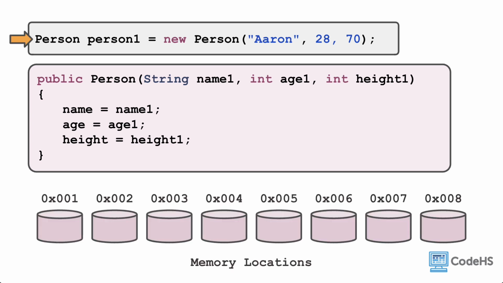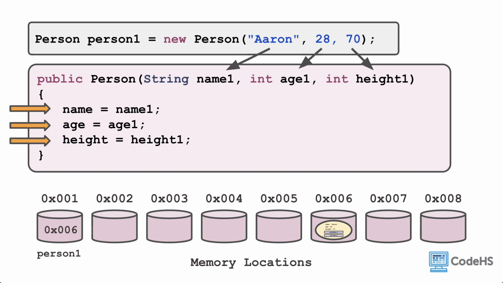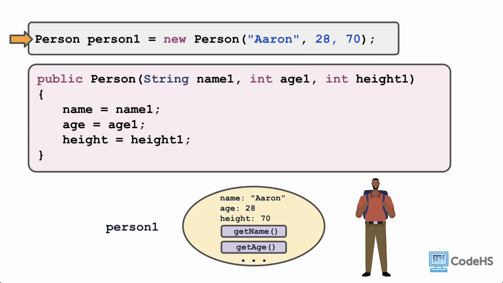When the person constructor is called, memory is allocated for the object, and the associated object reference is returned and stored in the variable. Then the argument values get copied into the parameters, which are used to initialize the instance variables used for the object's attributes. And thus, you have used the constructor to create the initial state of the person1 object.